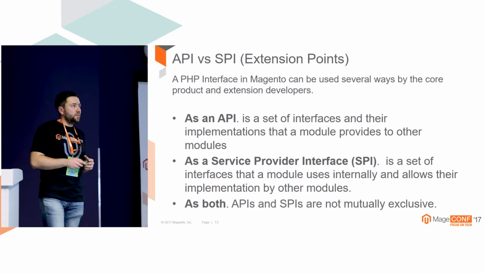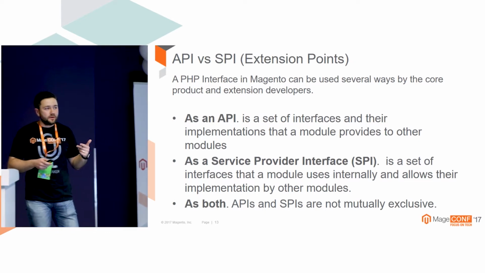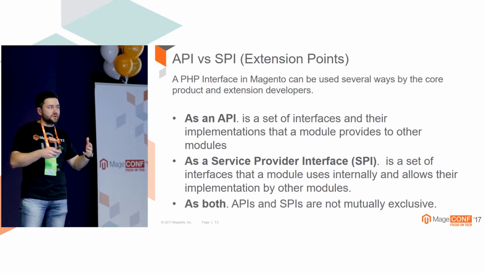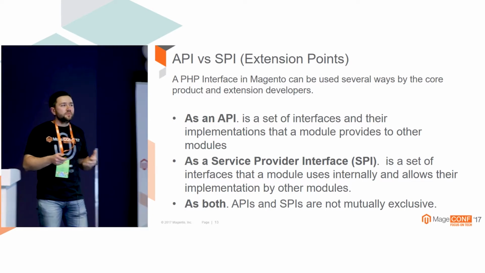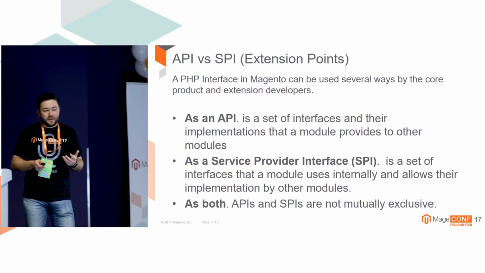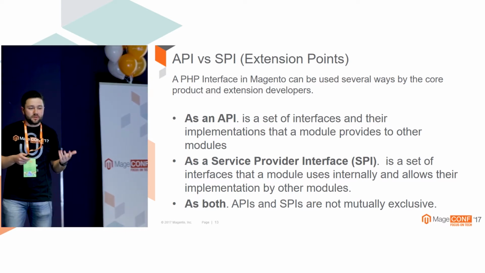We already mentioned several times the API and the SPI concepts. The API is the thing which you can just use, and the SPI is the thing for which you're supposed to provide the implementation. These two things are not mutually exclusive, so it could be both.